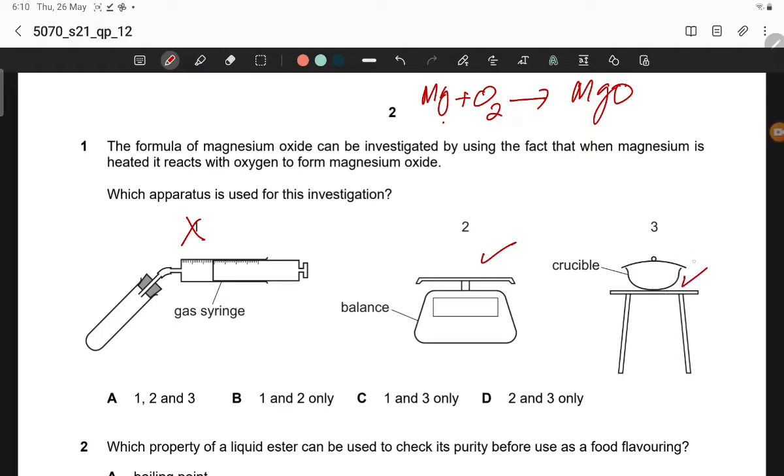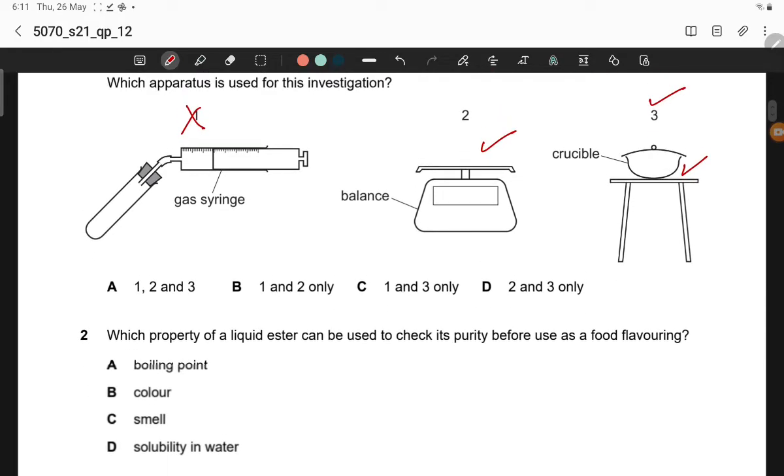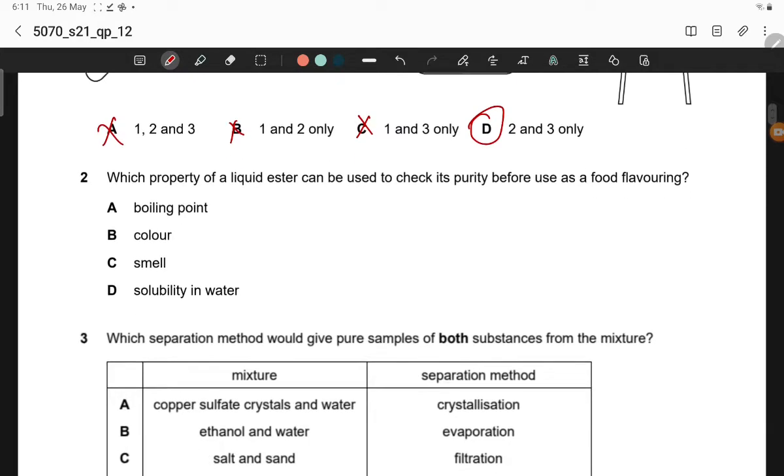Crucible is used. So in this reaction balance is required, and crucible and tripod stand. So these two sets of apparatus will be required for this reaction. 1 and 2, 3 is incorrect. 1, 2, 1 and 3 not. D, 2 and 3 is correct.